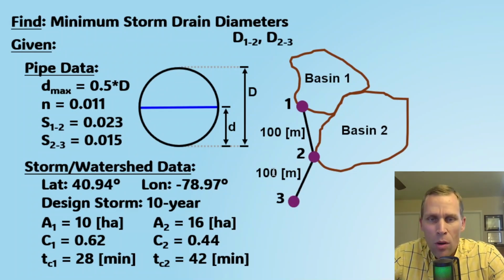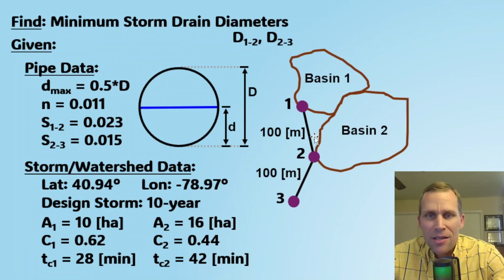Both pipes are 100 meters long, and then the slopes are different. Slope 1 to 2 is 2.3%, and then slope of pipe 2 to 3 is 1.5%. 0.015 is 1.5%. For the storm data, we're using the 10-year storm event for our design. We have a latitude, longitude, as well as some basin properties. So let's go ahead and get started.